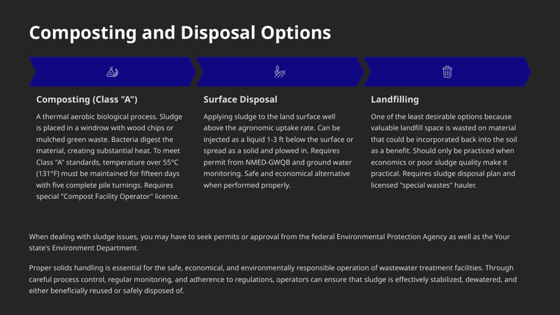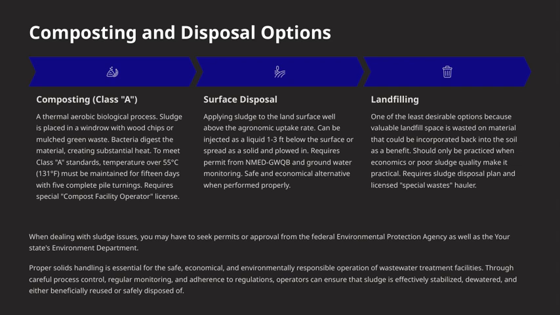Next, surface disposal involves applying sludge directly to the land surface, but it's important to do this well above the crop's agronomic uptake rate. This can be done by injecting the liquid sludge 1 to 3 feet below the surface or spreading solid sludge and plowing it in. Of course, this requires a permit from the New Mexico Environment Department Groundwater Quality Bureau, and groundwater monitoring is essential. When done properly, surface disposal can be a safe and cost-effective option.